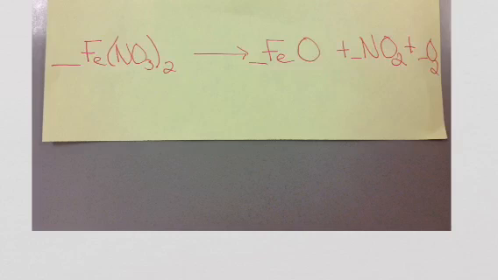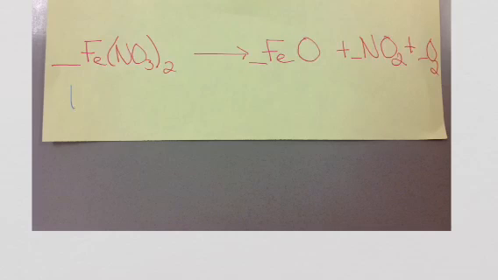Okay, so I have FE, N, O 1, 2, 6. FE, N and 3 different O's. 1, 1, 2. Oh, no, sorry, 1, 2, 2.